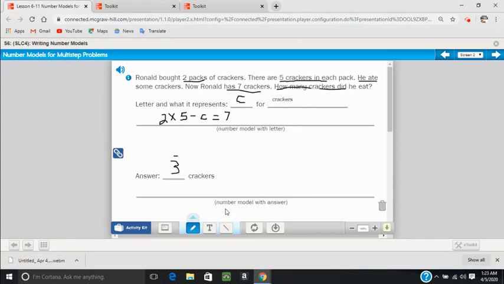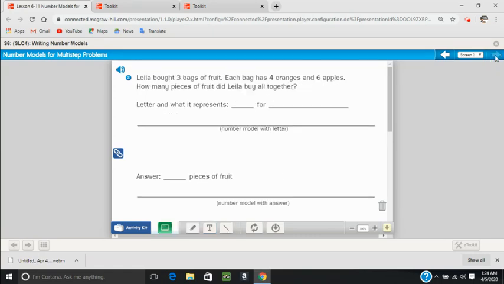crackers. Now my number model with my answer is 2 times 5 minus 3 equals 7. And I could go back and check my answers to make sure. 2 times 5 is 10. 10 minus 3 is equal to 7. Let's look at one more.